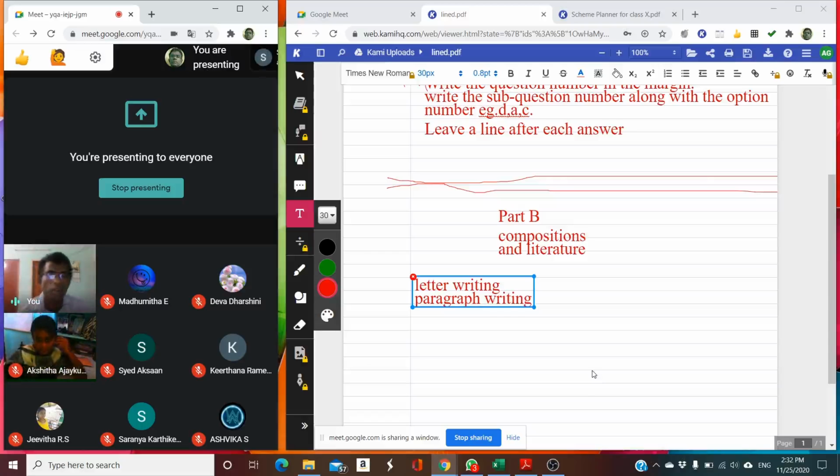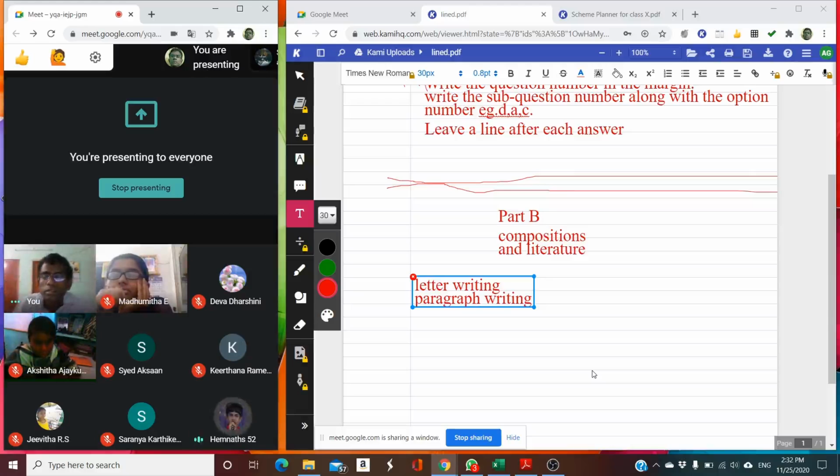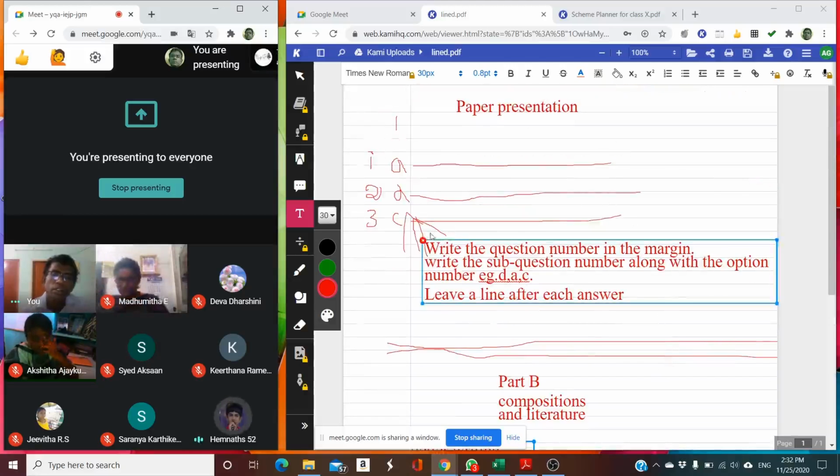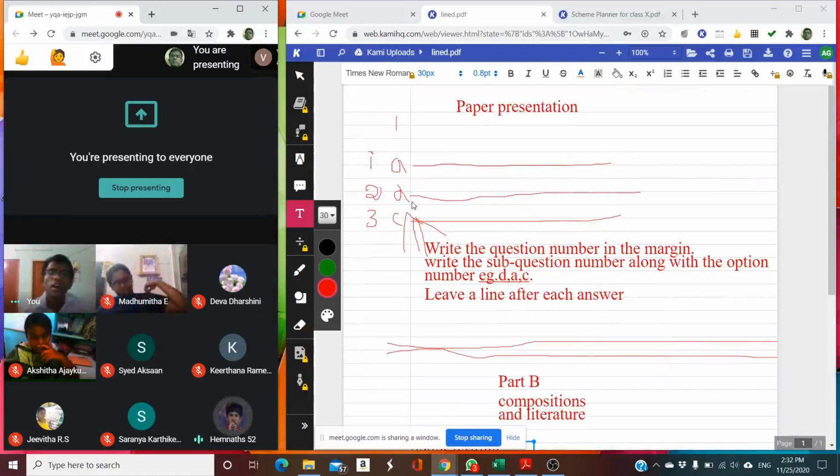Any question with regard to the way in which you have to present the paper? Sir, the question number is outside the margin, and the sub-questions A, B, C, that is inside only, no sir? No, that also you write outside. Only the answer you write inside. Good question.